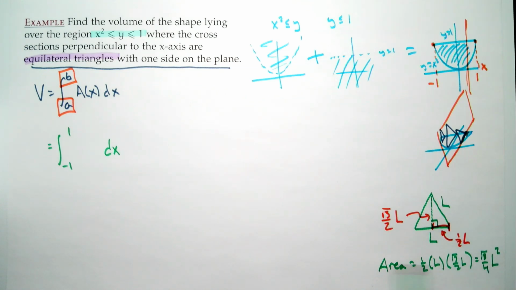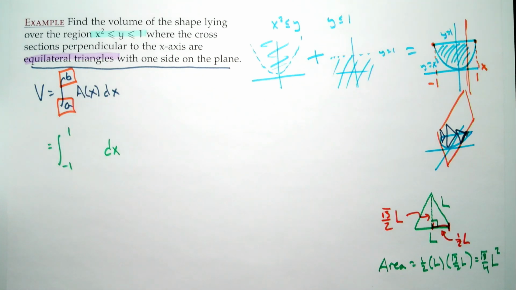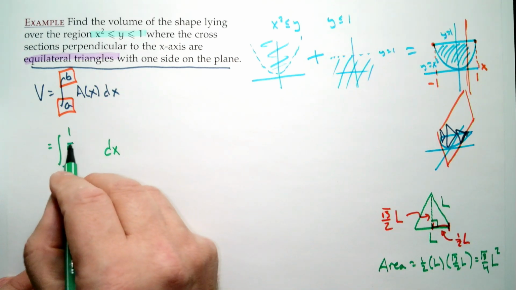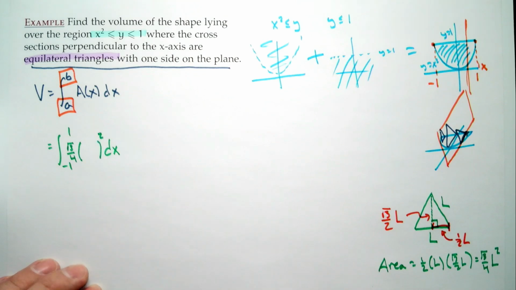Yeah, this is L. What do we want to have here? Something involving x. All right. But certainly, it is true that we'll have the square root of 3 over 4, something squared. So the last thing for us to do is figure out what is the L.